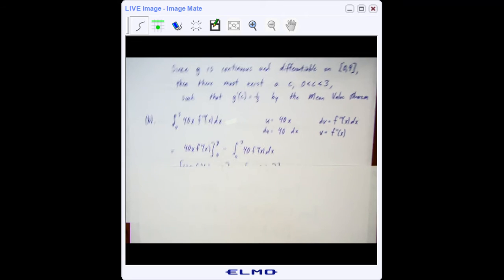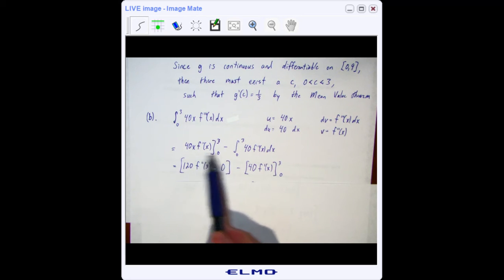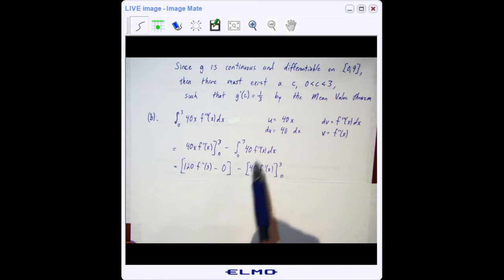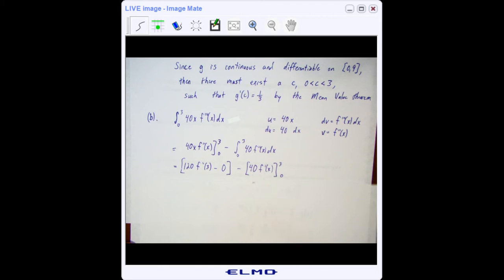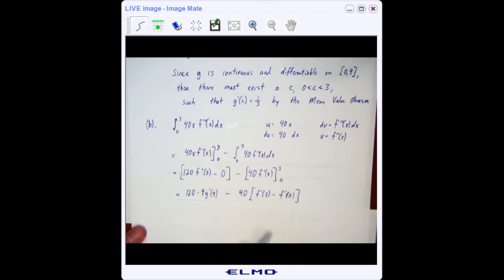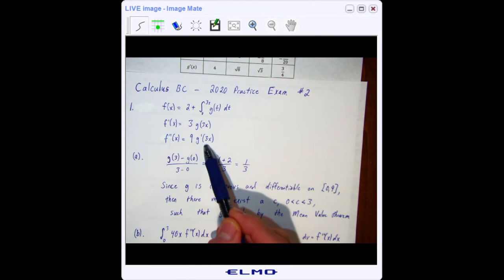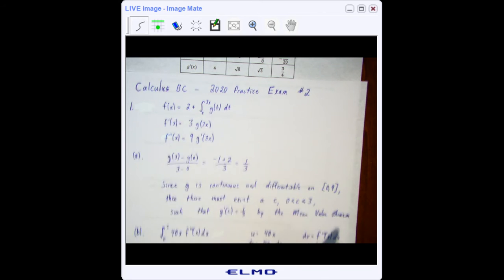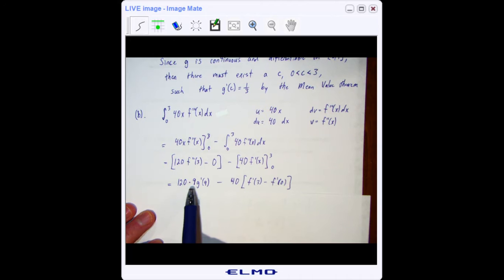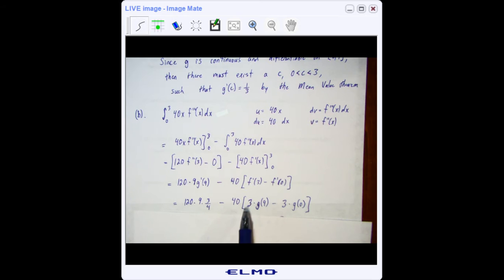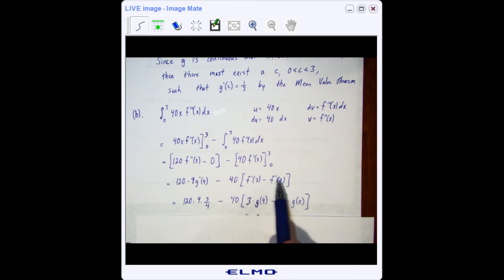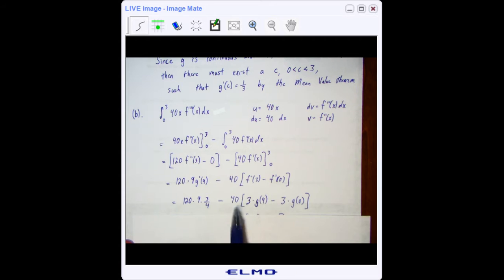Now we plug in 3 and plug in 0. Here's what I did, and then do the antiderivative of 40 times f triple prime, which is 40 times f double prime, plugging in 3 and 0. So now these values come from what I said at top, right? f double prime of x is 9 times g prime of 3x, and f prime of x is 3 times g of 3x. So f double prime of 3 is 9 times g prime of 9, and f prime of 3 is going to be 3 times g of 9, and f prime of 0 is 3 times g of 0, and then take the difference, multiply it by 40.